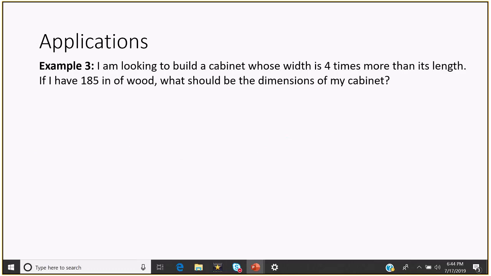Now let's actually get into using these tools. I'm looking to build a cabinet whose width is 4 times more than its length. If I have 185 inches of wood, what should be the dimensions of my cabinet?